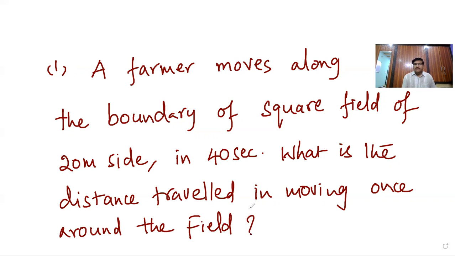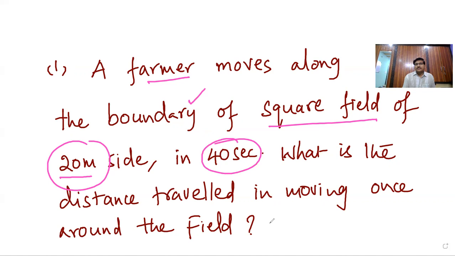This was the first question given. Observe carefully. What is he asking? A farmer is having a square field of 20 meters side. He moves along the boundary of the square field in 40 seconds. Now, in the question, what is being asked? What is the distance traveled in moving only once around the field? This was the first part of the question.